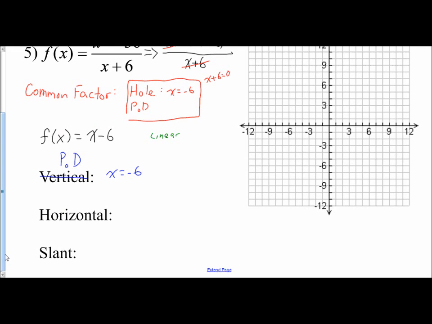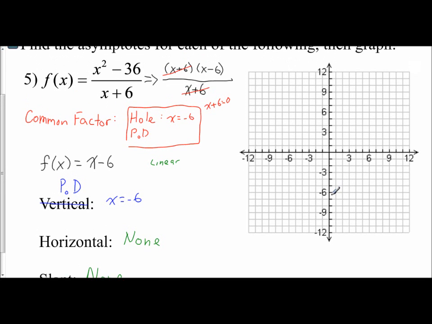So do I have to use the idea of checking my degrees for a horizontal or slant asymptote? No, I don't, because linear functions have a common rate of change. So there is no horizontal and there is no slant asymptote. Now we graph. To graph this, it's linear, so it's in slope-intercept form. I have a y-intercept at negative 6 for x minus 6, and I have a slope of 1.